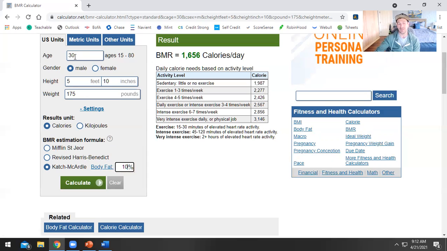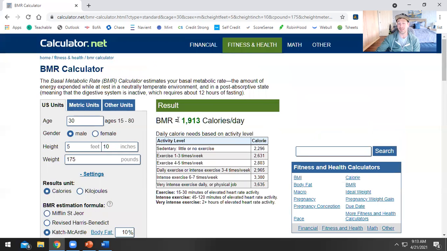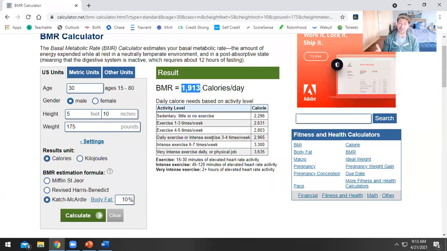This is like bodybuilder, fitness model stats right here. I don't think Chris Evans is over 6 feet. Maybe he is, but I wouldn't be surprised if he's somewhere around these stats. If we calculate here, 10% body fat, watch this, but still 175 pounds. This is going to go up to 1,900 calories per day. That's 200 calories every single day that this person burns passively without doing anything.